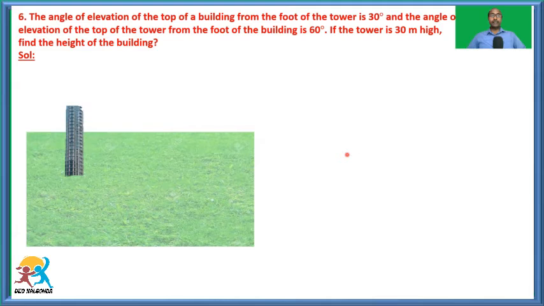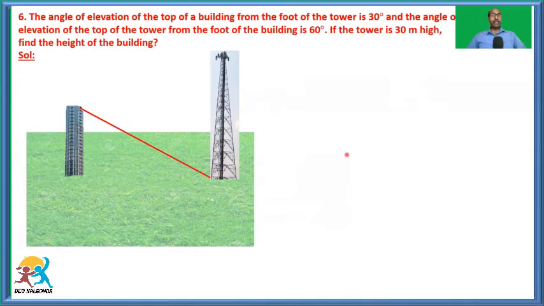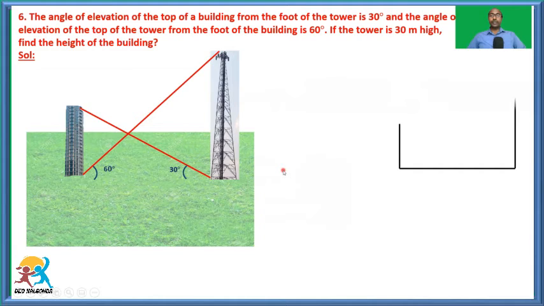So this is the scene. There is a building and a tower. The angle of elevation of the top of the building is 30 degrees. And the angle of elevation of the top of the tower is 60 degrees. If the tower is 30 meters high, what is the height of the building? That is the question. So draw the figure for given scene. Okay.